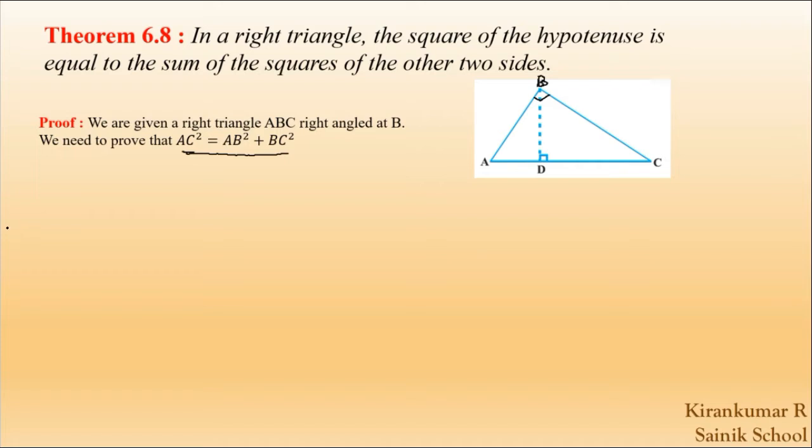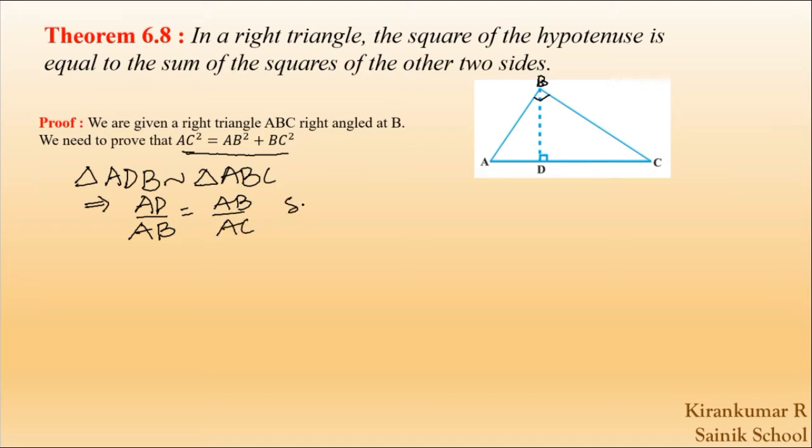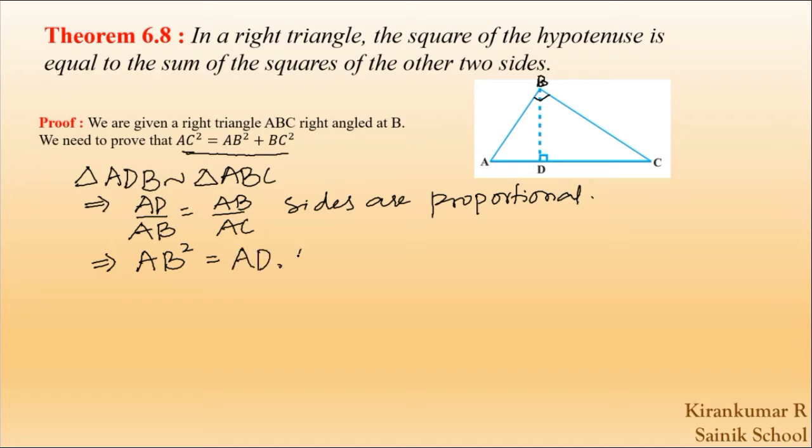As we have discussed in the previous theorem, the smaller triangle ADB is similar to the triangle ABC. It is done in the previous theorem. If these two triangles are similar, then the ratio of the sides are proportional. The side AD by AB will be equal to the side AB by AC. The sides are proportional. Observe, I can cross multiply. Upon cross multiplication, we get AB square equal to the product AD into AC. Let me name this as equation 1.